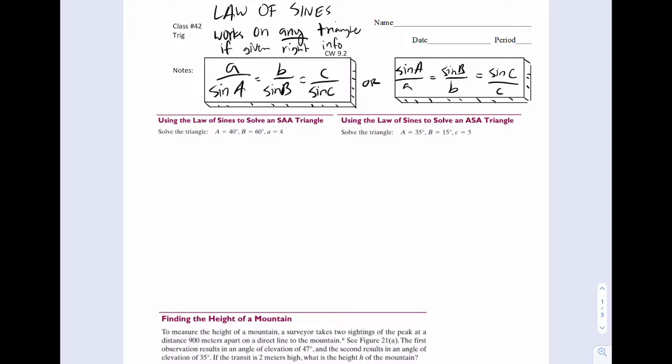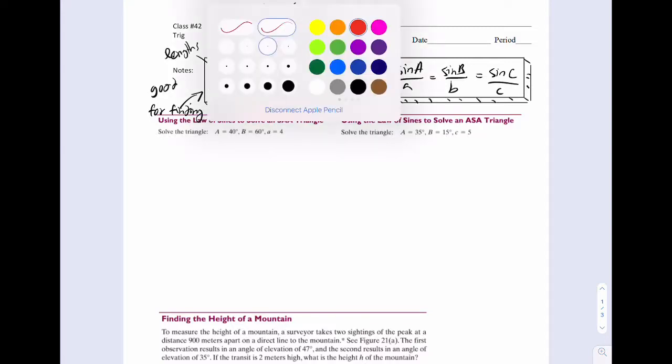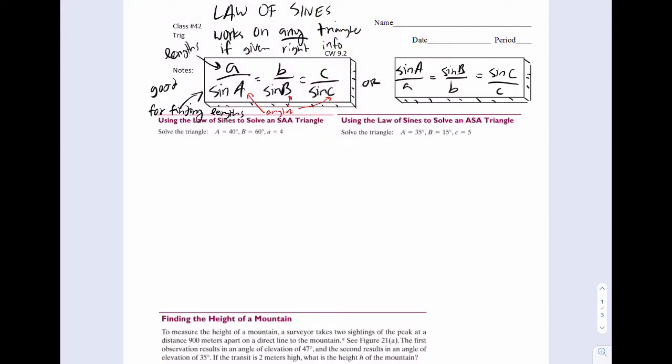And notice how there are two versions of the law. Today we're going to focus on using this version right here, because this version is good for finding lengths. That's because notice how the lengths are on the top. Hopefully from geometry you recall that lengths in triangles are often represented as lowercase, and the angles are often uppercase. So these are your angles right there. We'll focus on this first law today. Again, the other law is just the same exact thing, just flipped.